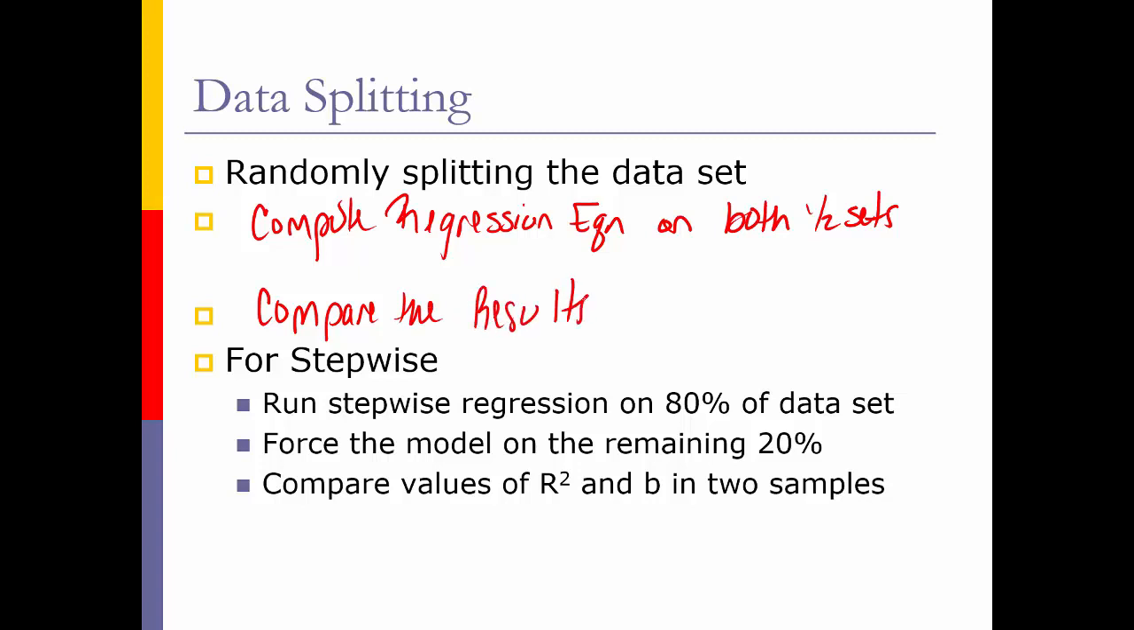If you're doing a stepwise regression, it's not going to be a 50-50 split. It's going to be an 80-20 split. And on the 80%, you're going to use stepwise, and on the 20%, you're going to force the model. And then you compare your R values and your coefficient values between the two samples.